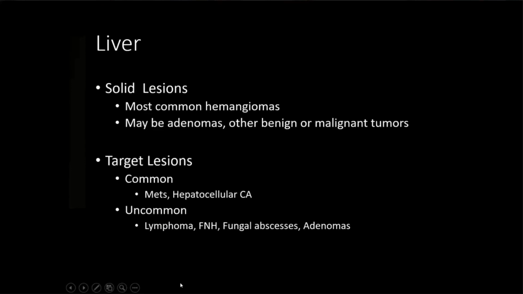So liver, the solid lesion, the most common is going to be hemangiomas. They might be adenomas or other benign or malignant tumors though. So again, you have to get follow-up. And then target lesions, really common, mets. An uncommon lymphoma, focal nodular hyperplasia, and fungal abscesses or adenomas.